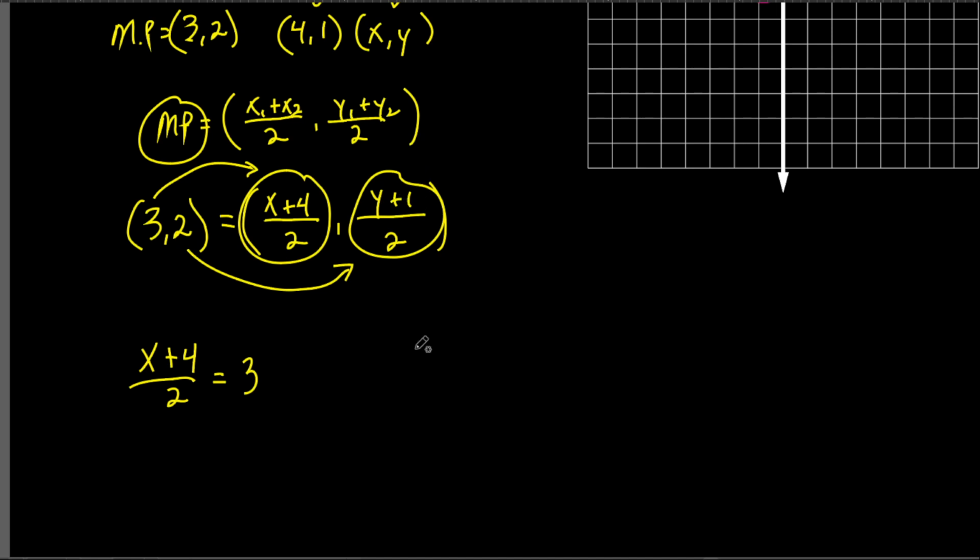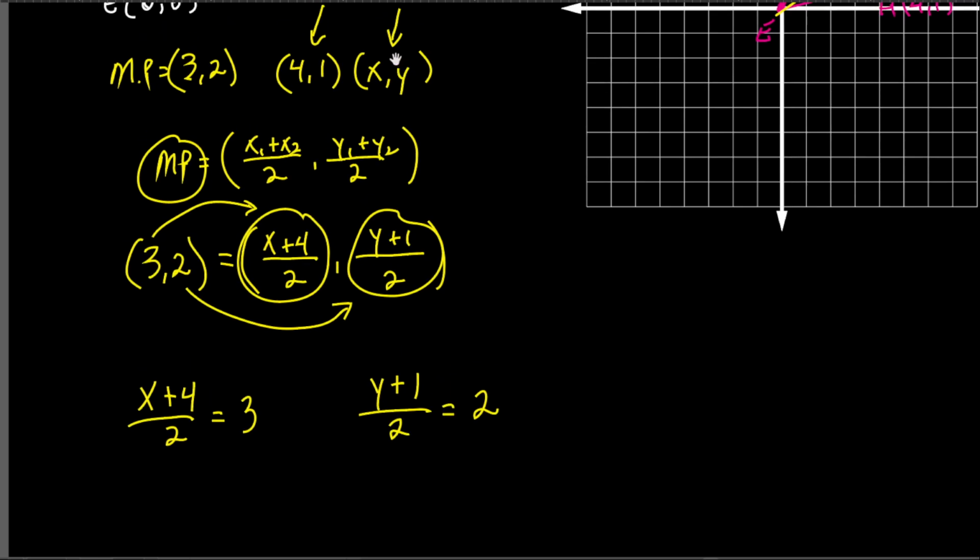Let's do this. What's this going to be? That should be easy, right? Since you saw that first one. So y plus 1 over 2 is equal to what? 2. And now we can do the math. Once we do the math, that gives us this point right here, x, y. All right?